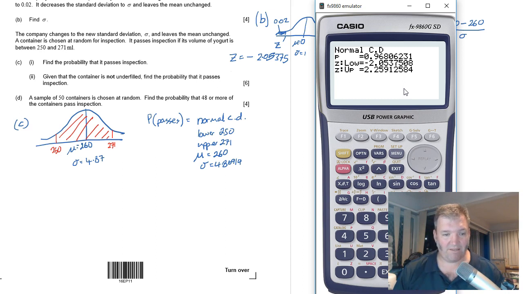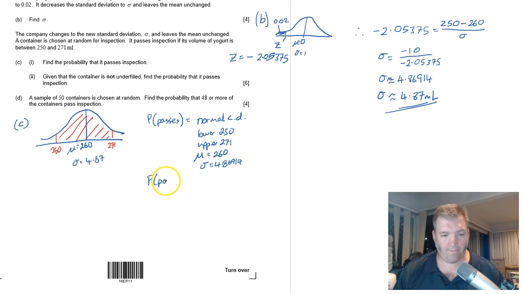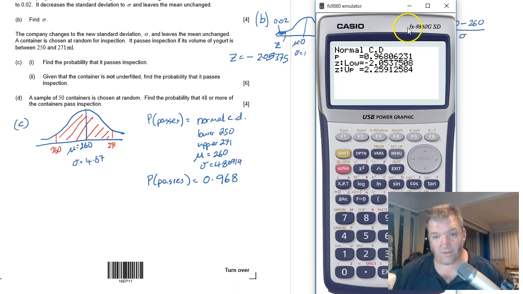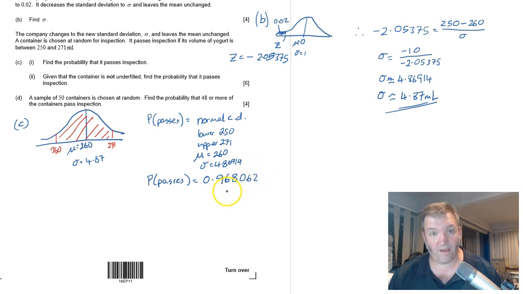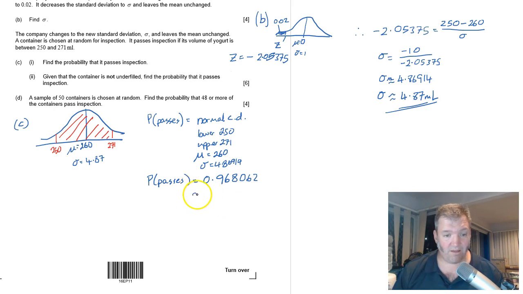So the probability that it passes equals 0.968. Better get those other values. 062. 968, somewhere I'm going to find my little cursor. There it is, 062. Wish it showed that little yellow circle when I play it back. I wish it showed it while I was doing it. That would make it a lot easier. So that's approximately equal to 0.968. And we are done part 1 of part C. Part 2 of part C.